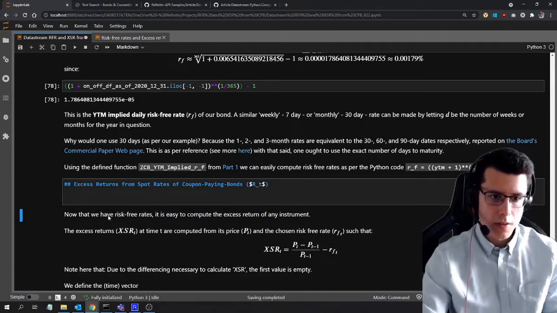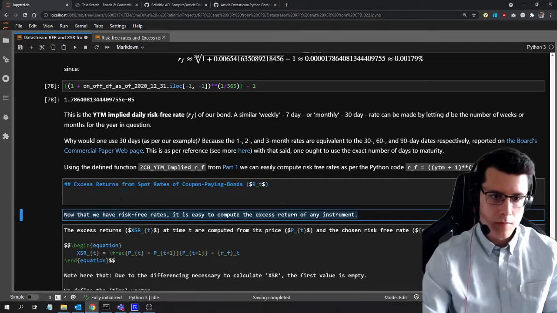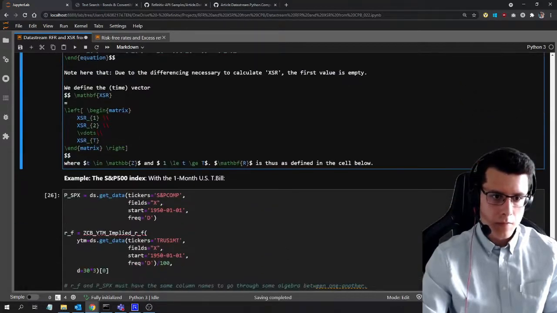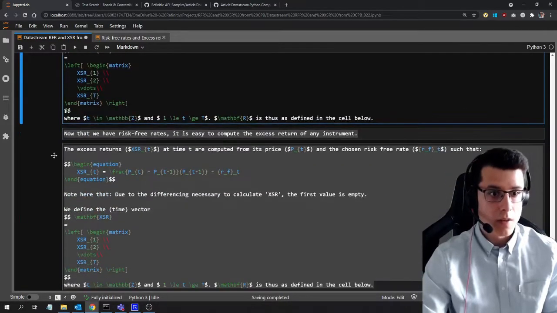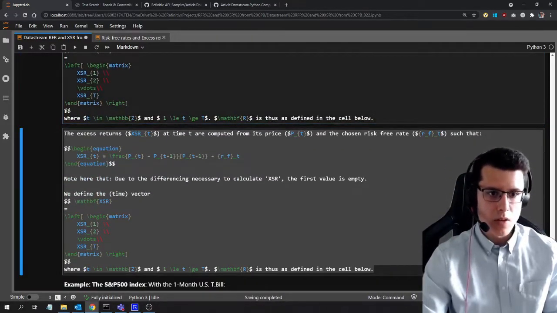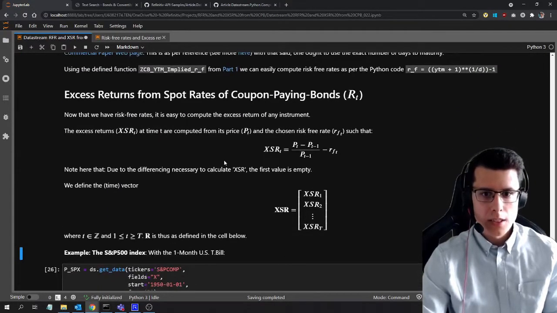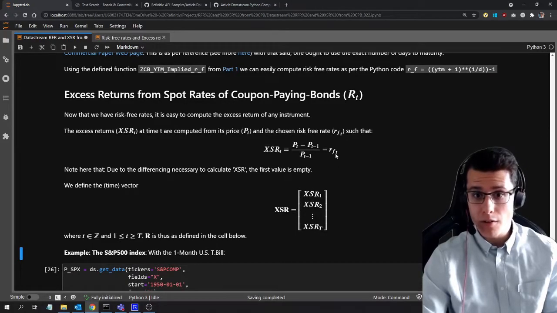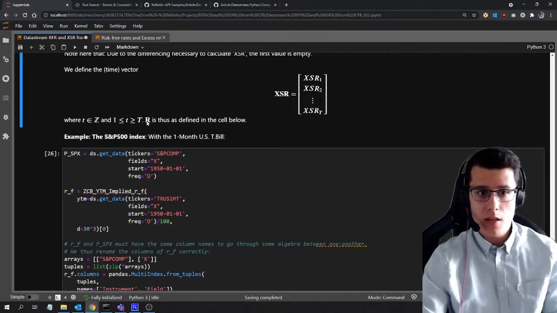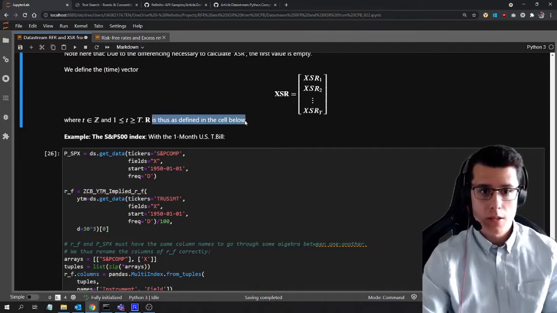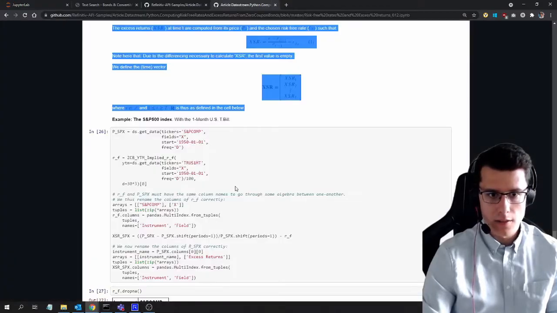Let's remove this. There's no need to put it in different cells. I don't know why I did this. It just makes it a bit more difficult and unwieldy. Okay, so is everything here still applicable? Yes, we got the price, we got the risk-free rate. Oh, I've done an underscore T, which makes sense. Up to T, where T is there, R is thus defined as the cell below. Not R, excess R, excess return.